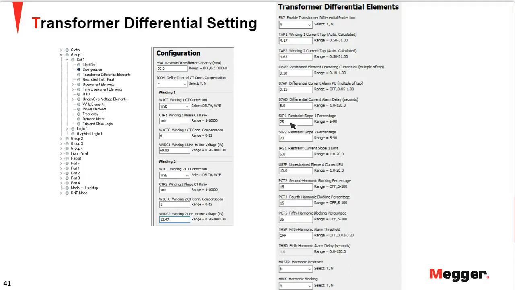We could have multiple slopes, or you could have one slope. You need to have the slope settings to test. And then there is a breakpoint between slope 1 and slope 2. You could have the unrestrained element current set, usually to trip on a very high magnitude internal fault, right? So these are usually set very high. In this case, you see it's 10 per unit, 10 times. So that is one thing, as well as second harmonic blocking. Remember, we discussed the second harmonic, fourth harmonic, and fifth harmonic. So these are some settings we need to look into before testing the differential.